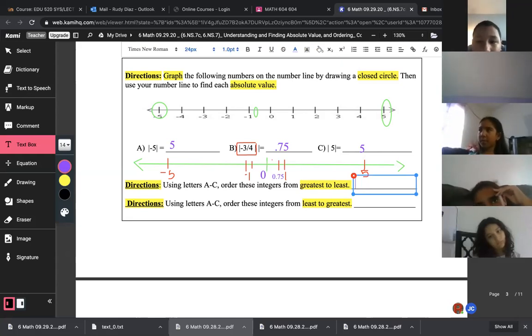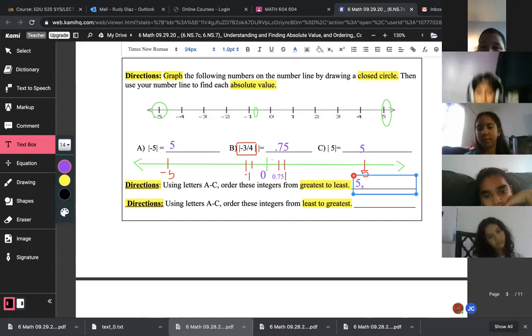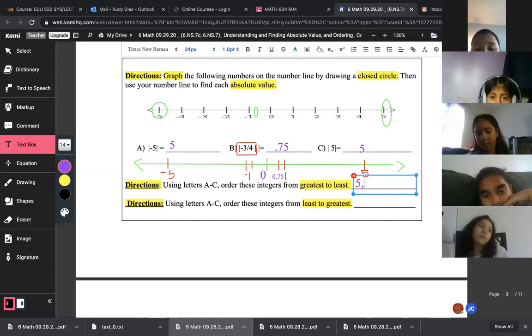So on the number line, you said 5. Then what? Then 5 minus. Oh, really? We're missing one. Which one is B? Which is what? B. 0.75. Yeah, 0.75, right? Stop me if you think I'm wrong. And then we've got one more, which is what, Justin?